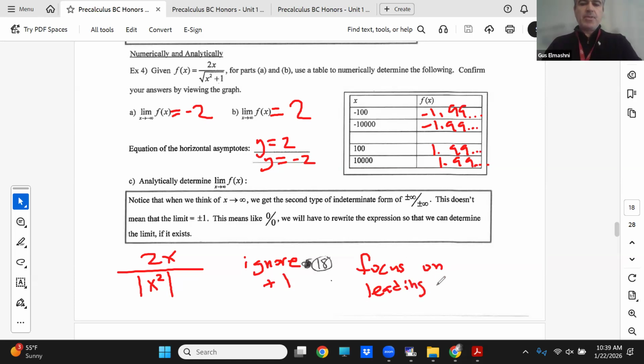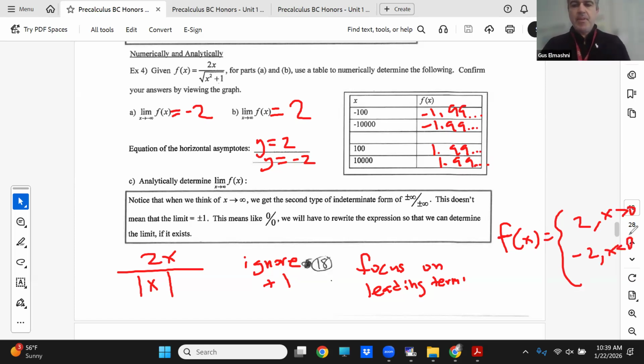And I actually messed that up, guys. I meant to write the square root of x squared, not x squared. My apologies. Thank you. Yeah, that's because it's the square root of x squared. So when I write it piecewise, I get 2 or -2, when x is greater than 0 or when x is less than 0. So that's how you look at it analytically.